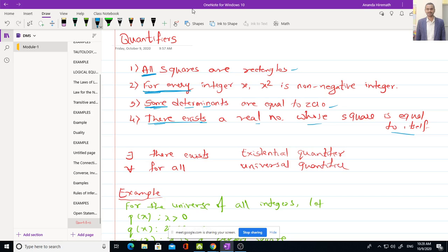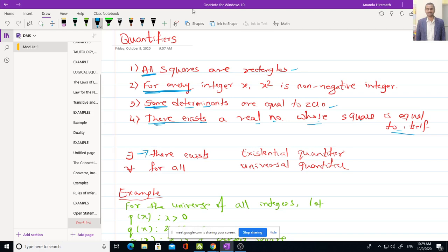Now fourth, there exists a real number whose square is equal to itself. Now again, there exists means there must be a real number whose square is equal to itself. But not every real number whose square is equal to itself. So I hope you are trying to understand it. Okay. Now few notations. See this notation, it indicates there exists.